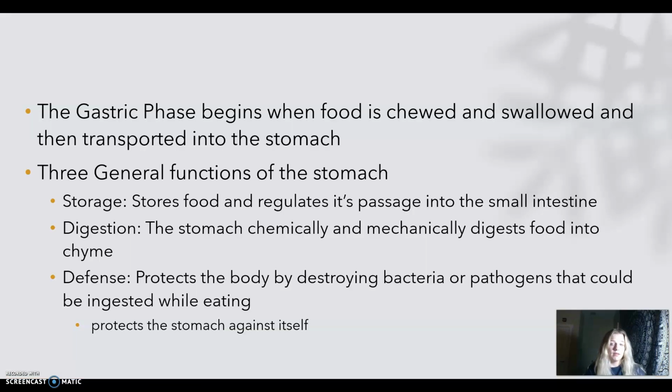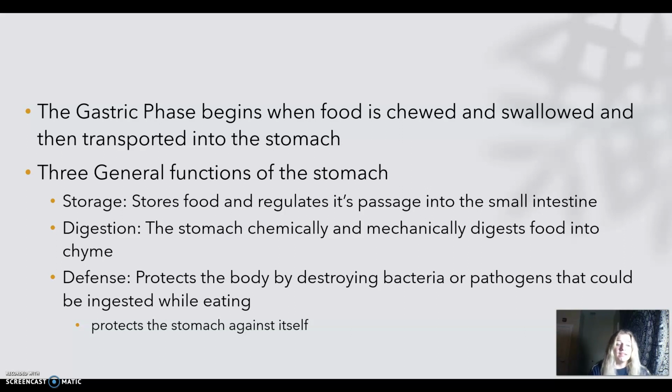The gastric phase begins when the food is chewed and swallowed and then transported into the stomach. There are three general functions of the stomach. The first is storage, and this is where it stores food and regulates its passage into the small intestine.